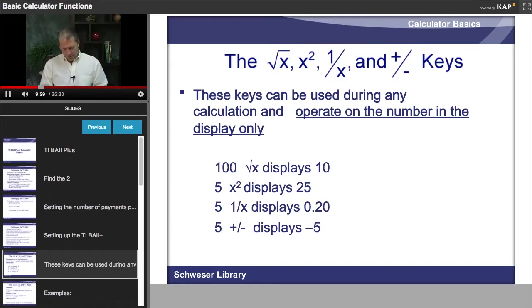And then at the bottom right, we have the plus minus key, which just changes the sign of whatever is in the display. So if we want to multiply times minus 5, then we put in 5, hit the minus sign, then hit the times sign. It'll be a multiplication sign. It'll be multiplying by that number in the display, minus 5.